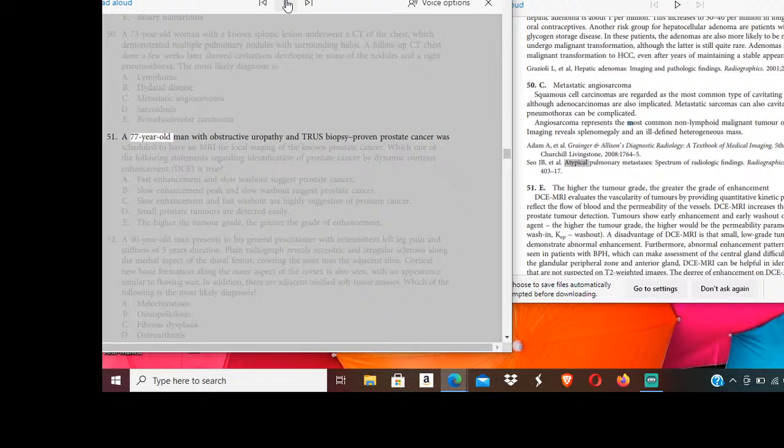51. A 77-year-old man with obstructive uropathy and TRUS biopsy-proven prostate cancer was scheduled to have an MRI for local staging of the known prostate cancer. Which one of the following statements regarding identification of prostate cancer by dynamic contrast enhancement, DCE, is true?